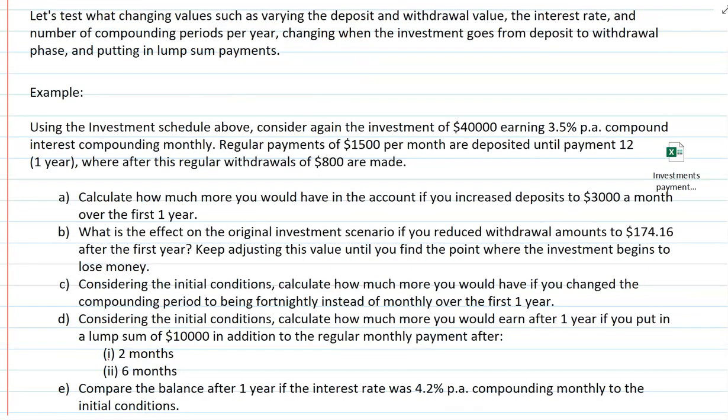Alright, so we're going to test what happens when you change different values within an investment schedule. So we're going to play around with a couple of things and have a look at the effects on an investment. So we're going to consider again our investment of $40,000 that earns 3.5% interest, compounding monthly. Regular repayments $1,500 per month, and this time we're going to deposit them until the 12th payment or after 1 year. We're going to change to a withdrawal phase of $800.